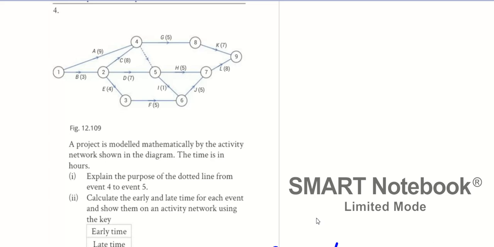Exactly by the activity network as shown in the diagram. The time is in hours. Explain the purpose of the dotted line from main event 4 to event 5. What does that explain? It's a dummy line and explains that activity H and I is actually dependent on A and C. You need A and C to do H and I. Is that okay, guys? Now, that part done.